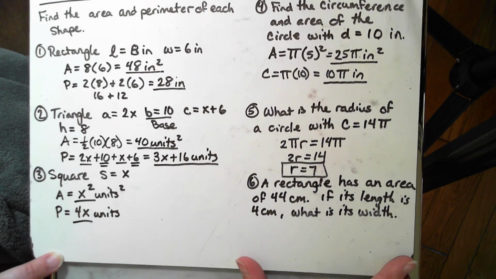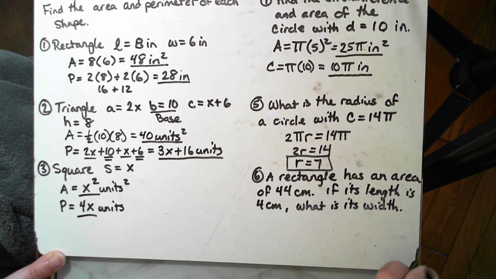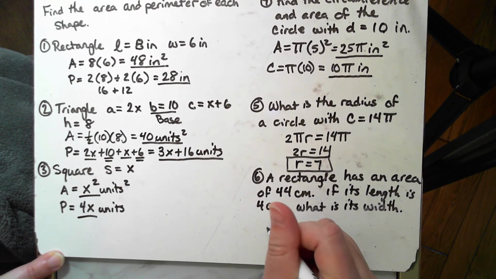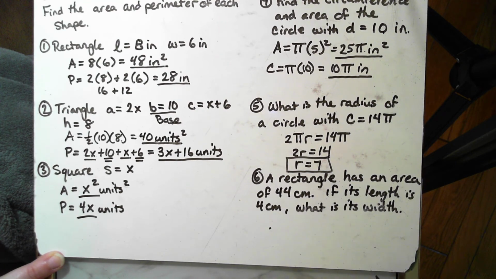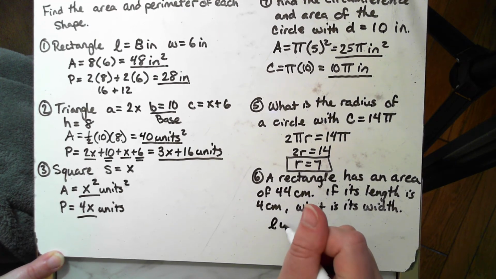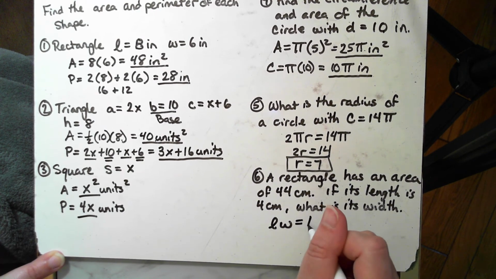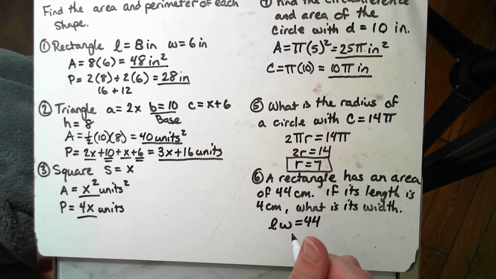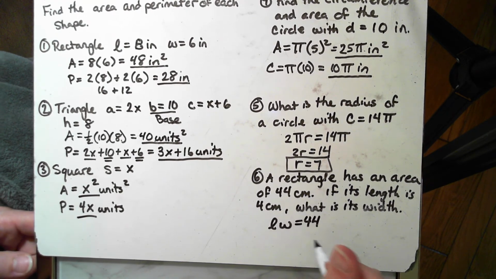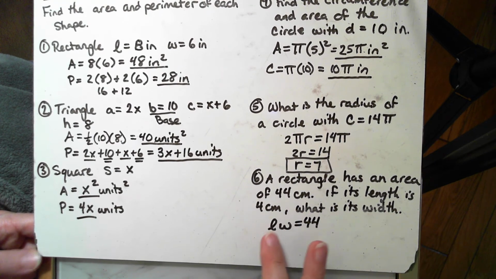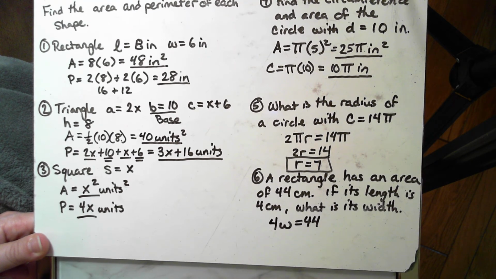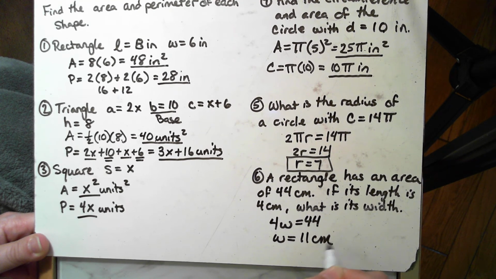And our last question for this lesson says a rectangle has an area of 44 centimeters. The length is 4. What is the width? So again, I'm going to pull out the formula for the area of a rectangle, which is length times width equals the area. Always make sure to write the formula because sometimes people miss things because they just didn't write it. Okay, it says the length is 4, so instead of an L here, I'm going to put a 4. And then I'm going to solve for the variable. I'm going to divide by 4, and the width is 11 centimeters. And that is my answer.